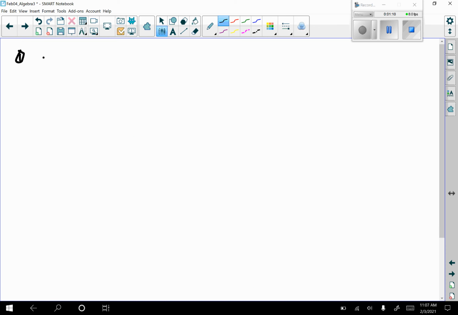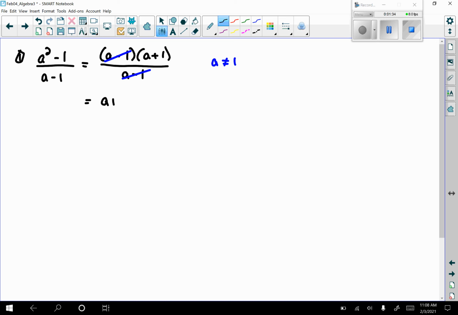All right, for number 1, we have a squared minus 1 over a minus 1. We're going to factor that numerator. That's a difference of squares, so this factors into an a minus 1 times an a plus 1, or vice versa, over a minus 1. If we look at this denominator, now we want to state our restriction. So this a in the denominator can't equal 1. And then we're going to cross out the a minus 1s. They match perfectly. And we're just left with a plus 1.